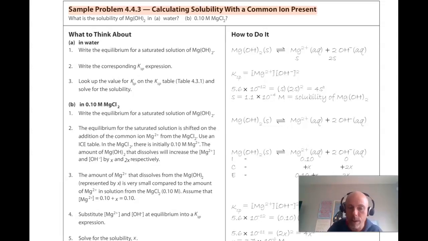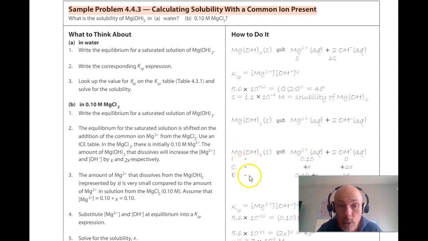Again, now, with the common ion present, the initial concentration of magnesium is 0.1. And that comes from the 0.1 molar magnesium chloride. Because there's just 1 magnesium per magnesium chloride, it was 0.1. If this were chloride, though, whose initial concentration we were plugging into this table, it would be 0.2, because there's 2 chlorides. Meanwhile, there's no initial concentration of hydroxide. There's no other substance already dissolved in the water with hydroxide in it.